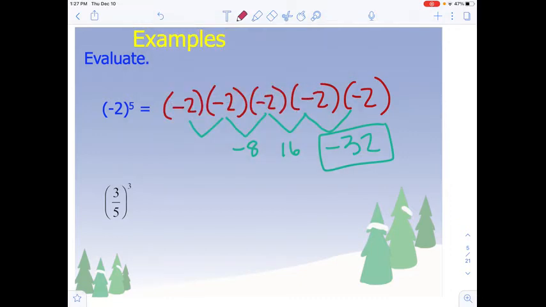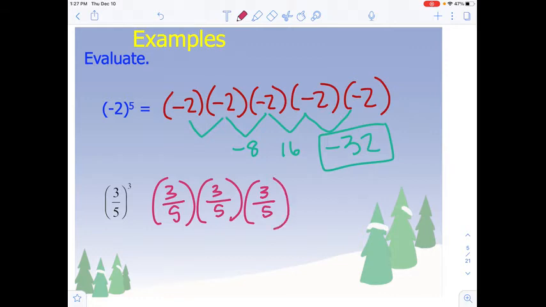This next one, 3/5 to the third power, that means we take 3/5 times 3/5 times 3/5. Remember that when we multiply fractions, we multiply the numerators, multiply the denominators. So 3 times 3 times 3 is 27. And then for the bottom, 5 times 5 is 25. 25 times 5 is 125. So I get 27 over 125.